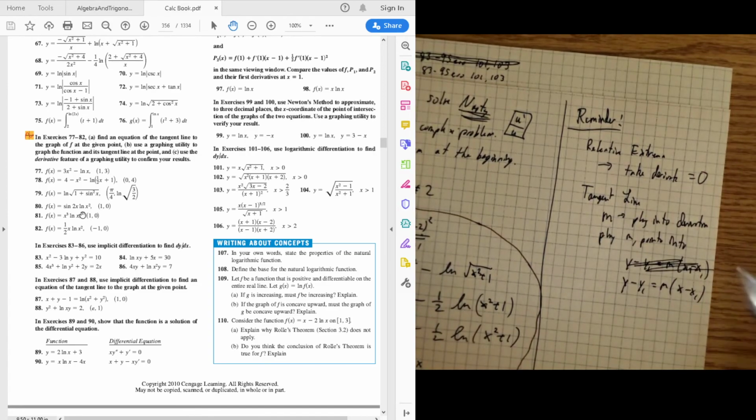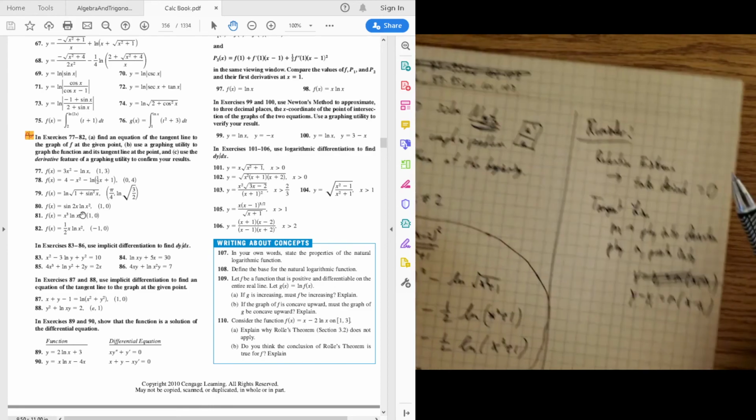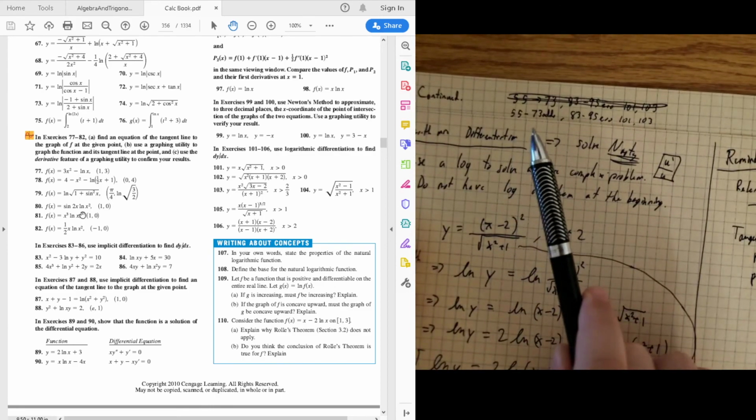But there you have it. If it talks about relative extrema, it just means take the derivative and set it equal to 0. If it talks about finding the tangent line, it just means plug into the derivative and then plug that into point slope form. Your homework is relatively short, 55 to 73 odds.